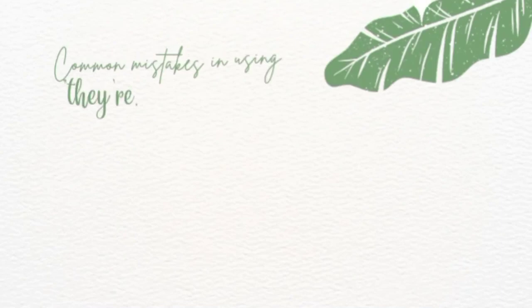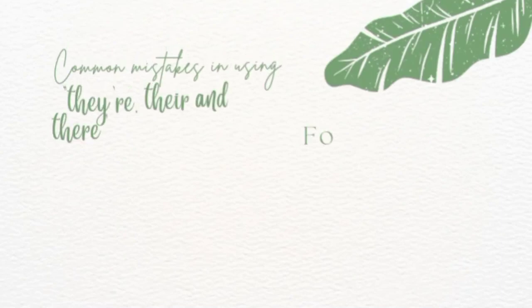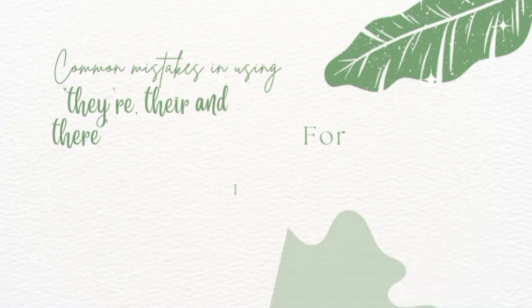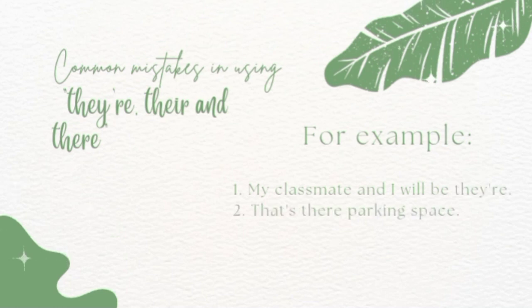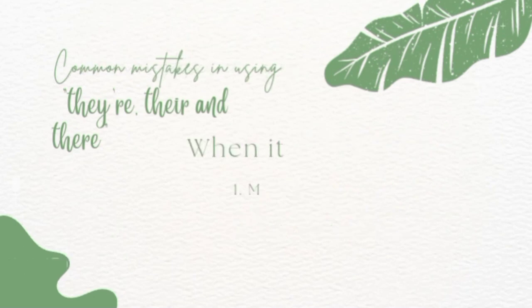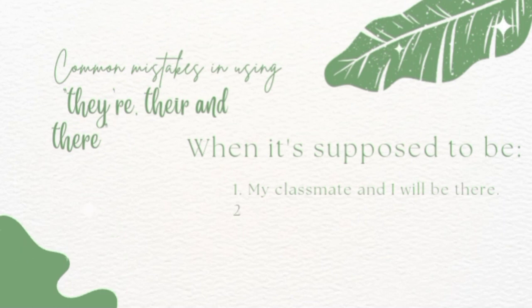First, let's talk about the common mistakes in using there, their, and they're. For example: 1. My classmate and I will be there. 2. That's their parking space. 3. They're coming with me. These are the correct sentences: my classmate and I will be there; that's their parking space; they're coming with me.